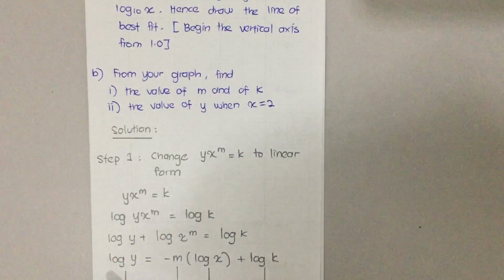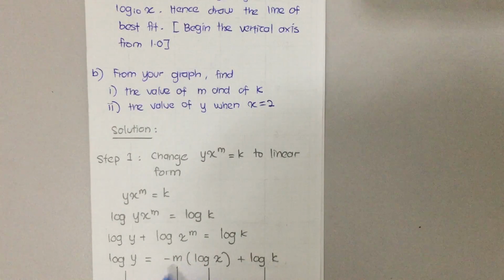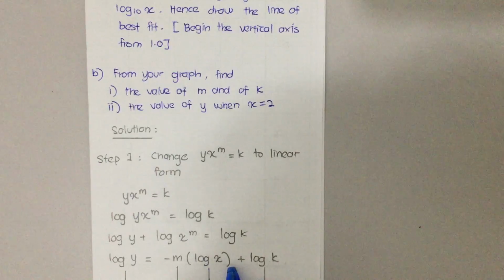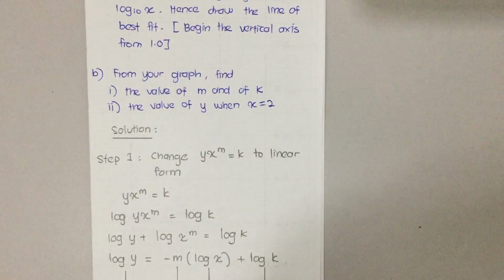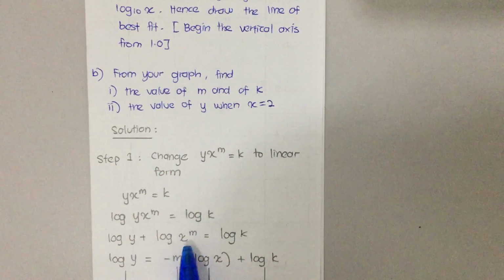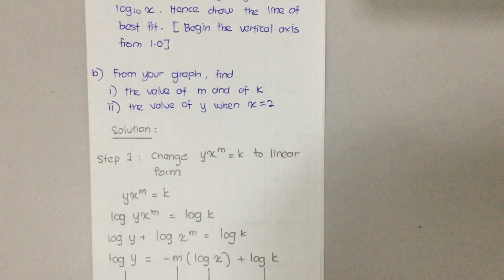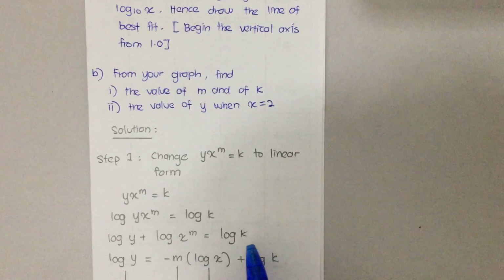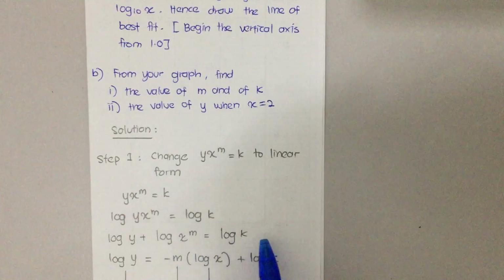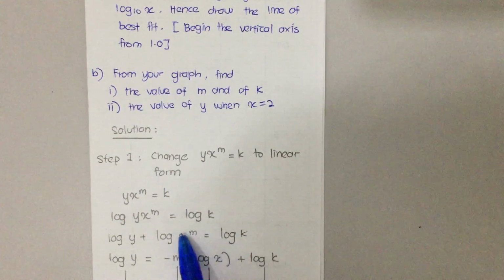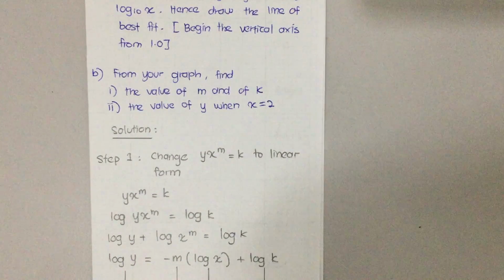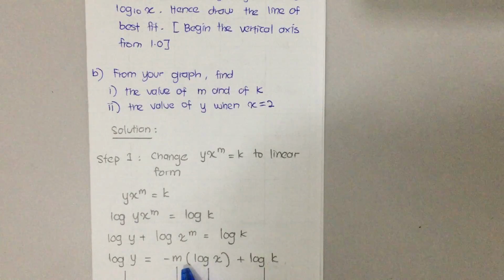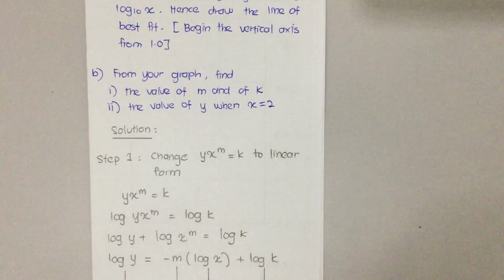From here you get log y equals negative m log x plus log k. Okay, you might be asking me how I get negative m. It's very simple. This log x to the power of m, I move it to the right hand side. So it will become negative log x to the power of m on the right hand side. The power of m, I move it to the front. That's how I got negative m times log x plus log k.